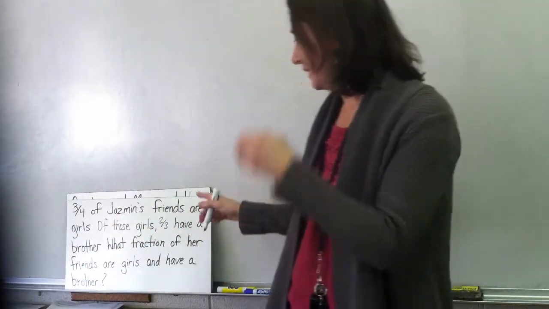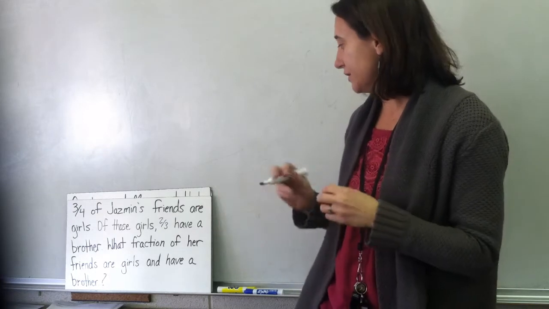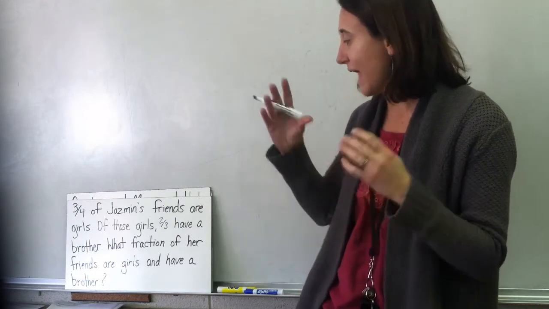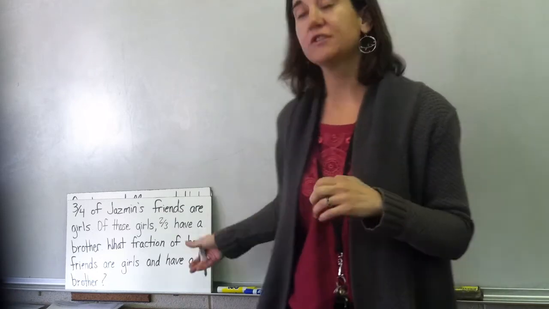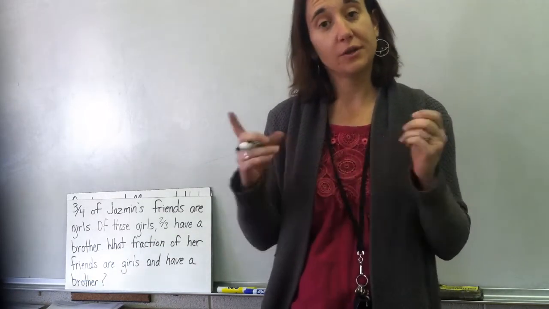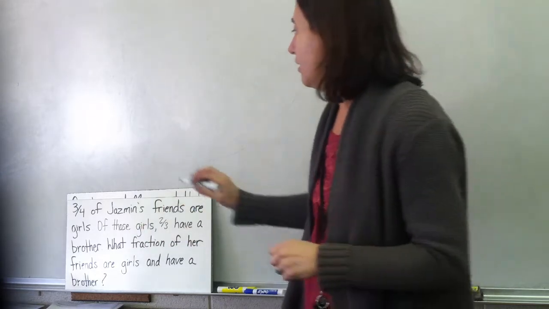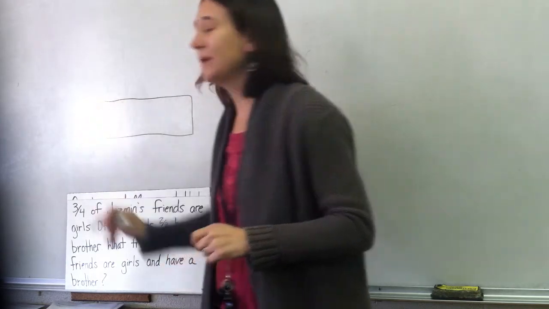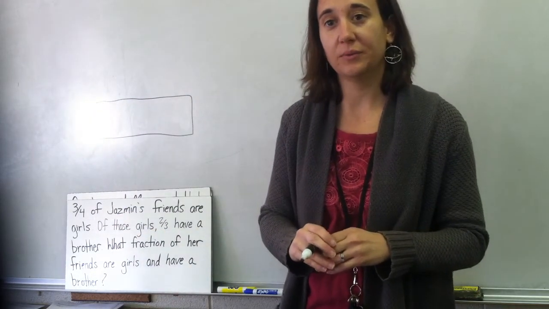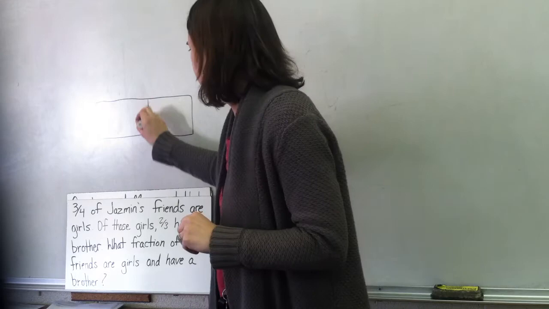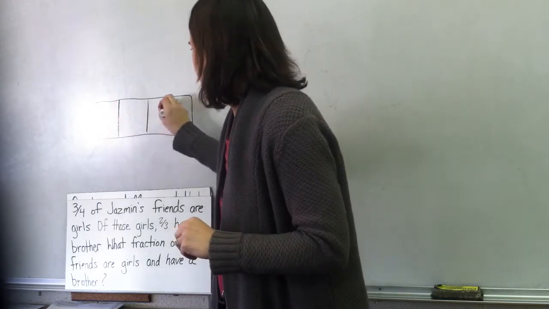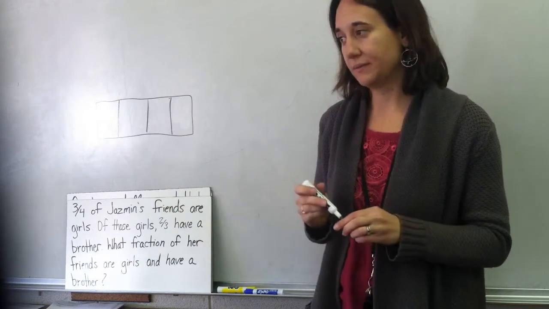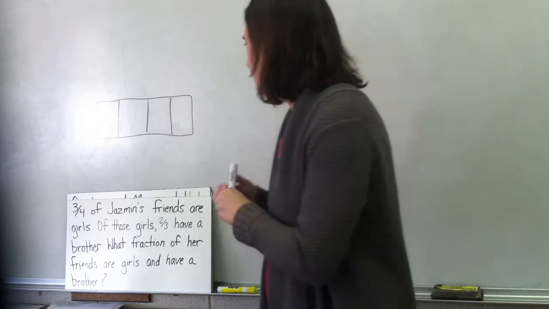Three-fourths of Jasmine's friends are girls. Of those girls, 2/3 have a brother. What fraction of her friends are girls and have a brother? So first of all, we need to draw out 3/4. On your paper, draw out 3/4. So let's draw a rectangle. How many equal pieces are we going to divide it into? 4. And how many are we going to color in if we have 3/4? 3. Good. All right, let's do that.